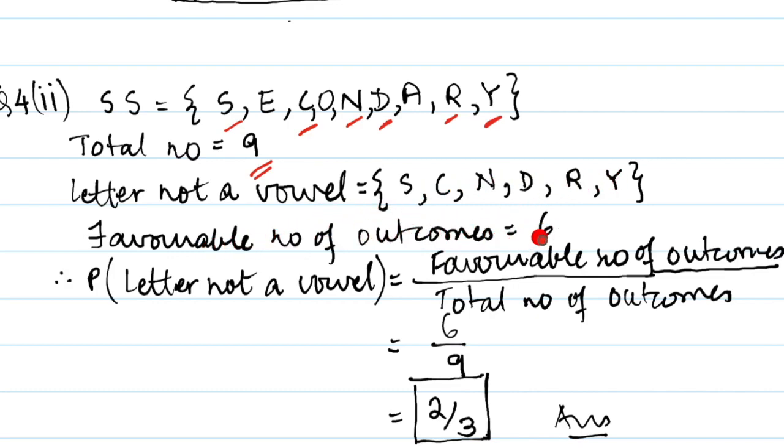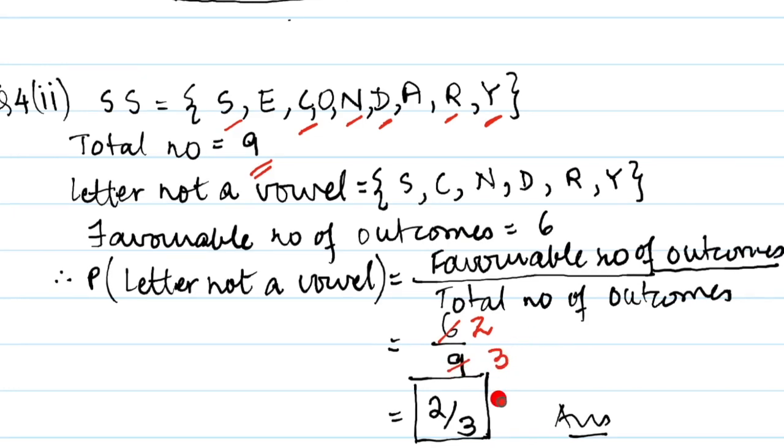The consonants are 6. So we write the formula favorable number of outcomes upon total number of outcomes, that is 6 upon 9, 3 twos and 3 threes. That's how we'll get 2 upon 3, and that is our answer. So to get that 2 upon 3 will be 1 mark, and to write all these things, that will be your 1 mark along with the formula.